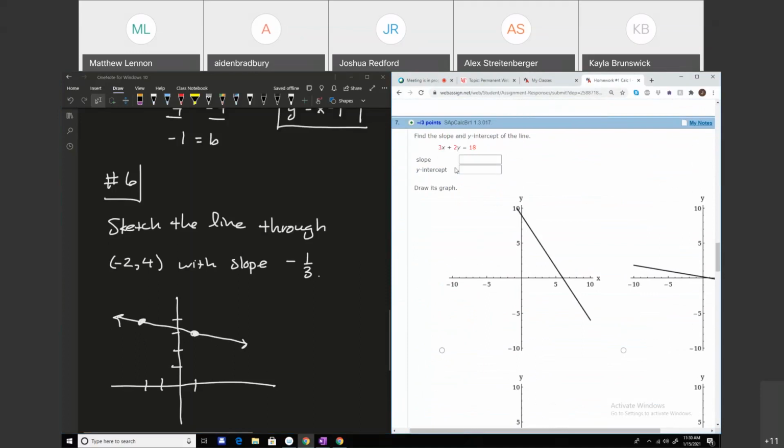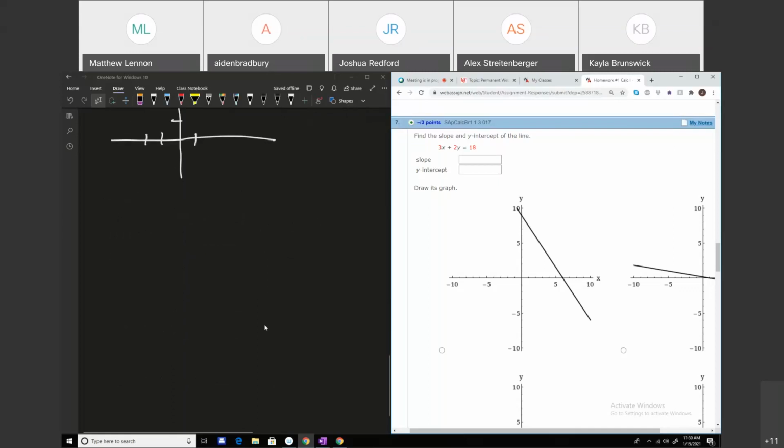For 7, they want us to find the slope and the y-intercept and then to draw the graph. Finding slope-intercept form is very easy. It just means solve for y. So let's go through that. So we want to write it in slope-intercept form.